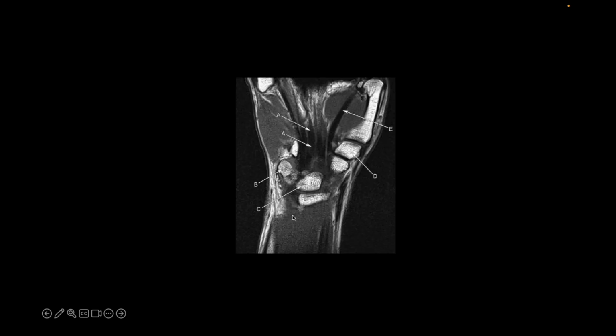You then have your superficial and deep flexor digitorum tendons, and this again would be for your middle finger. You can sort of see it going down there and would be going towards your middle finger.